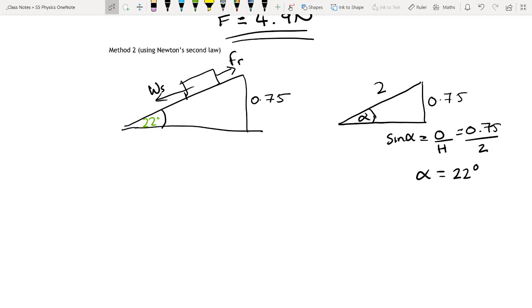Right, so we need to draw the special triangle. So we've got our component, our weight downwards, and our component of weight, and that would be 22 degrees, and that would be 68 degrees. So I'll just redraw that at the side.